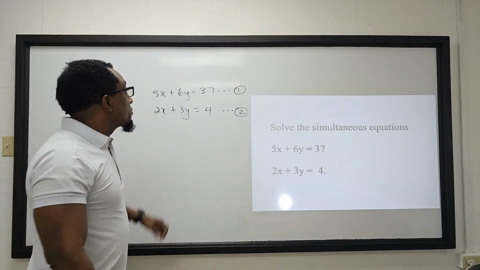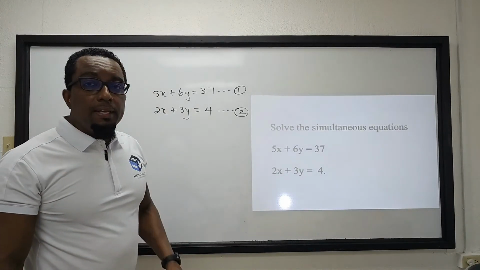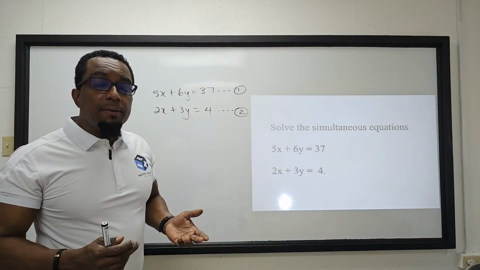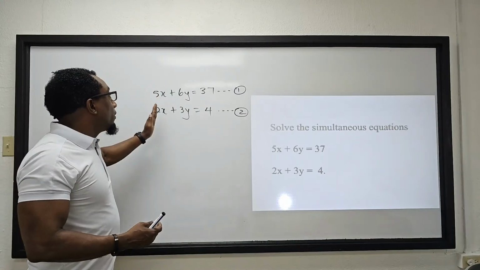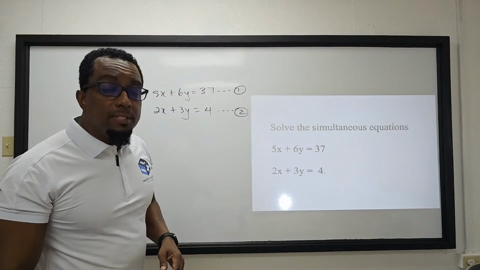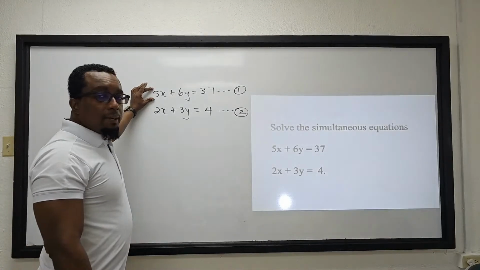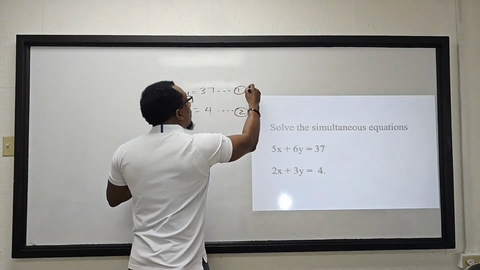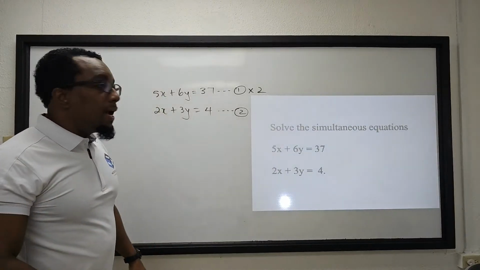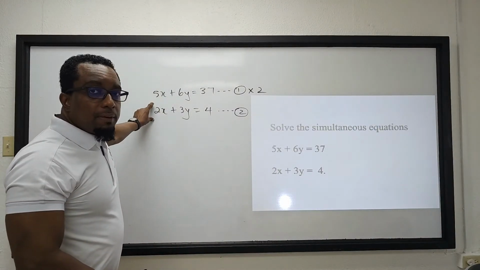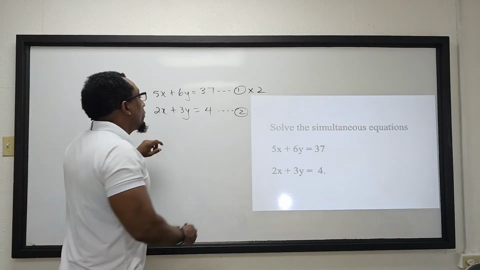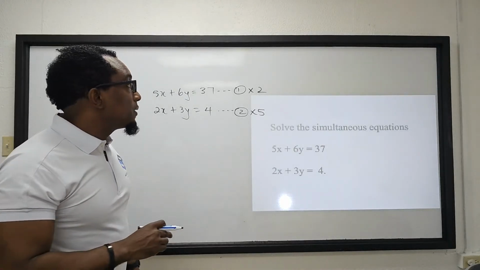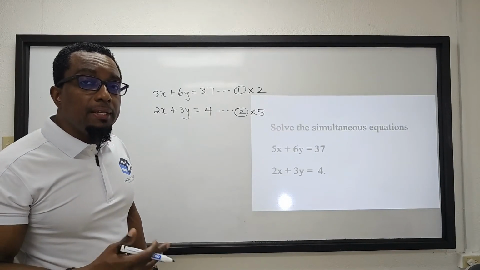Currently they are not. So to make them the same, what's the lowest common multiple of 5 and 2? The lowest common multiple of 5 and 2 is 10. So let's make both numbers located in front of x 10. So how do I make my 5 in front of x 10? It means I have to multiply equation 1 by 2. And how do I make the 2 in front of x 10? It means I have to multiply equation 2 by 5. So I'm going to get two new equations which I'm going to label equation 3 and equation 4.